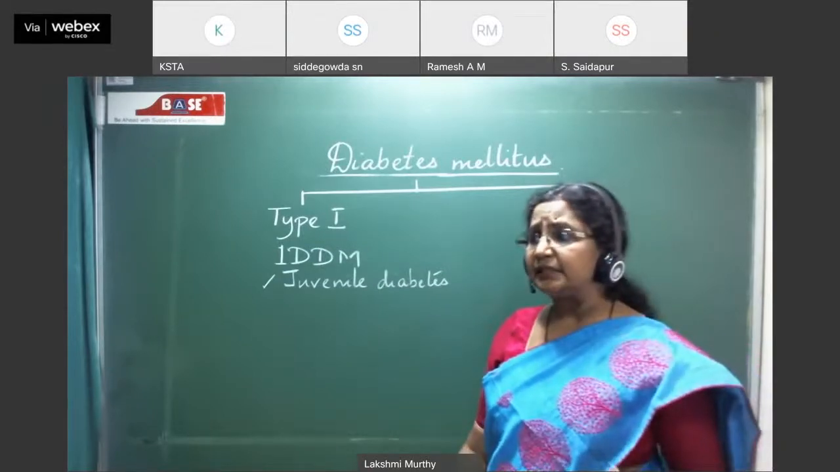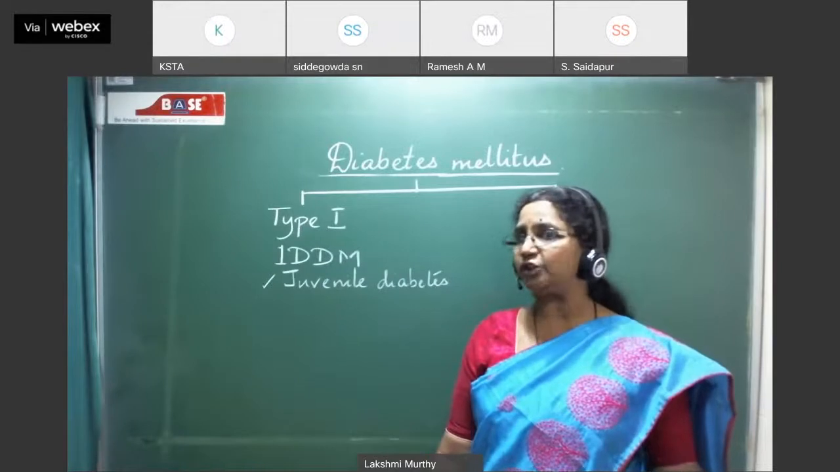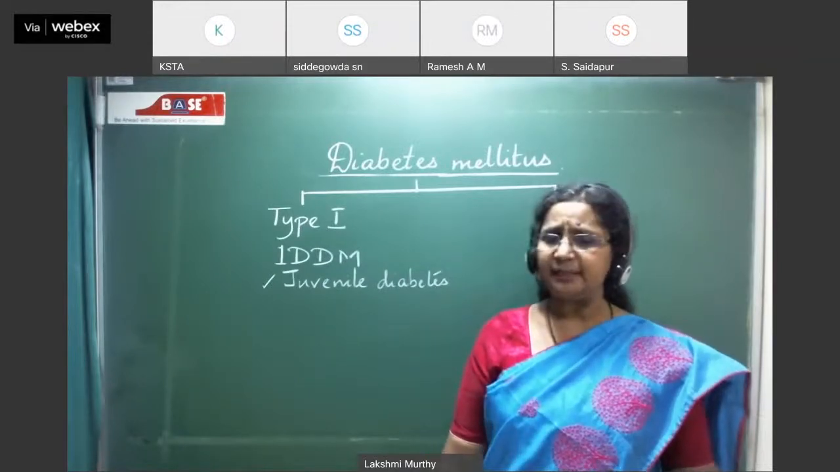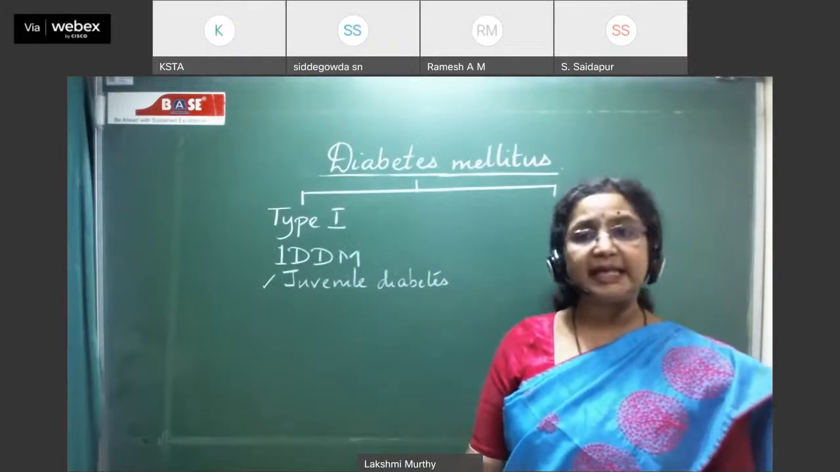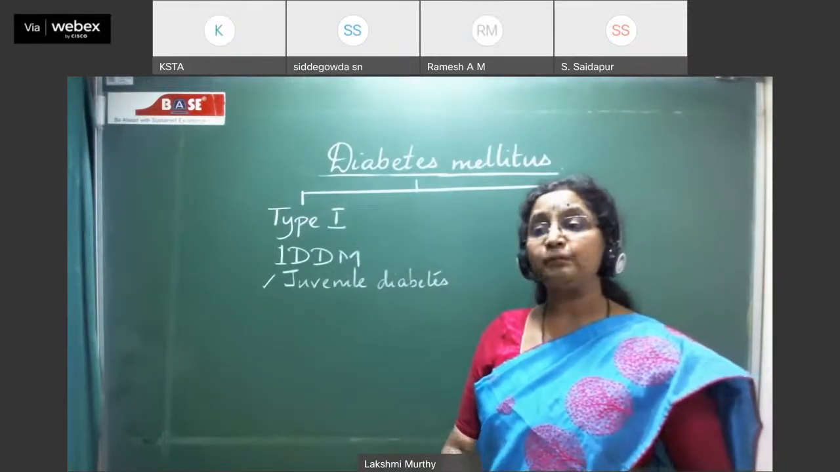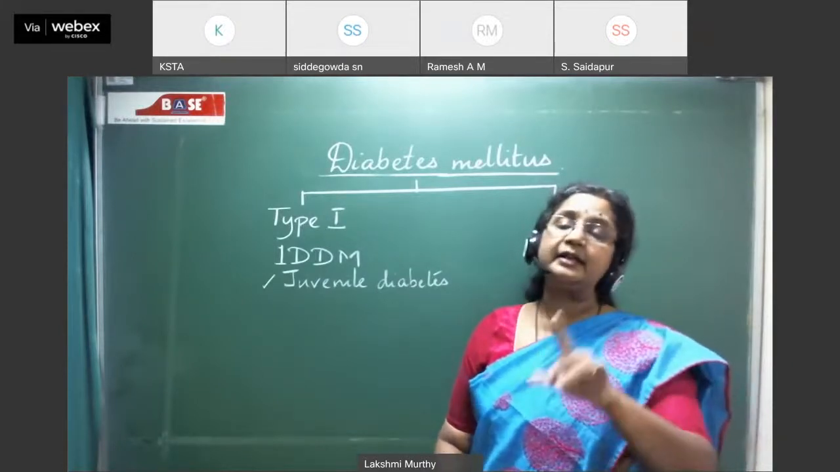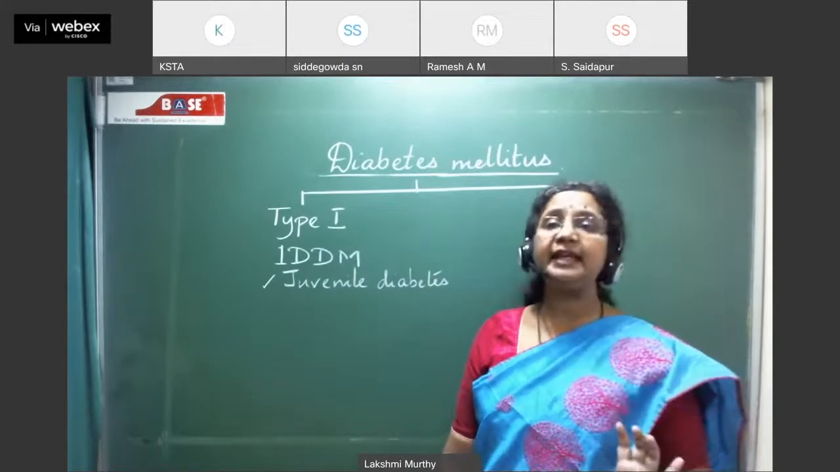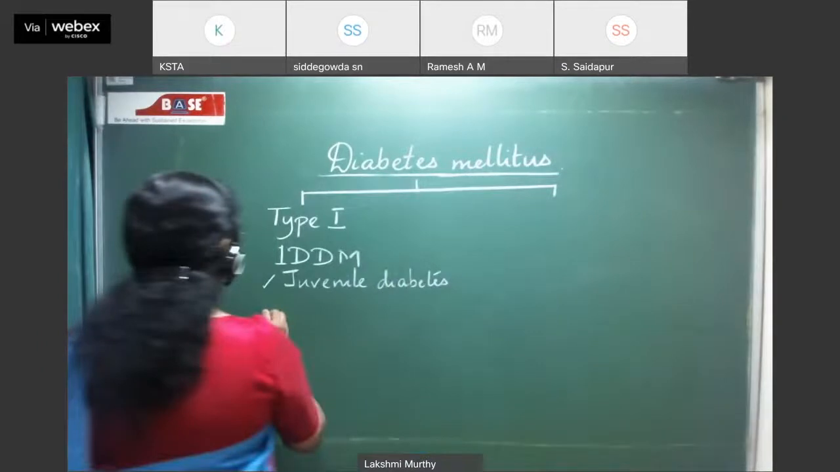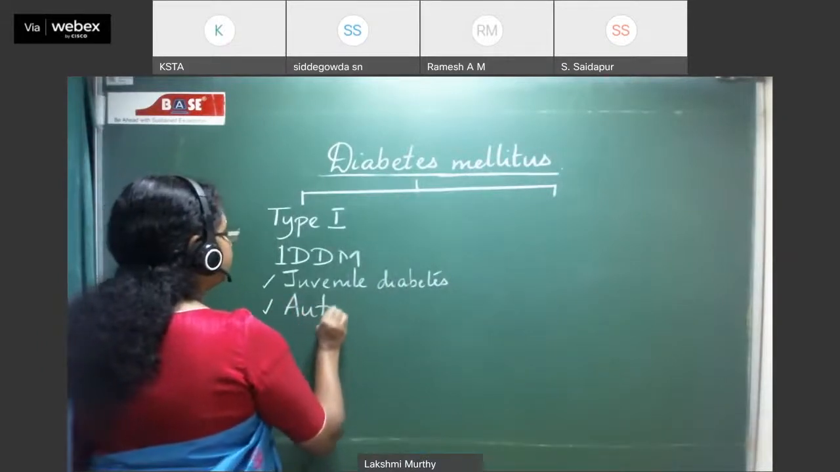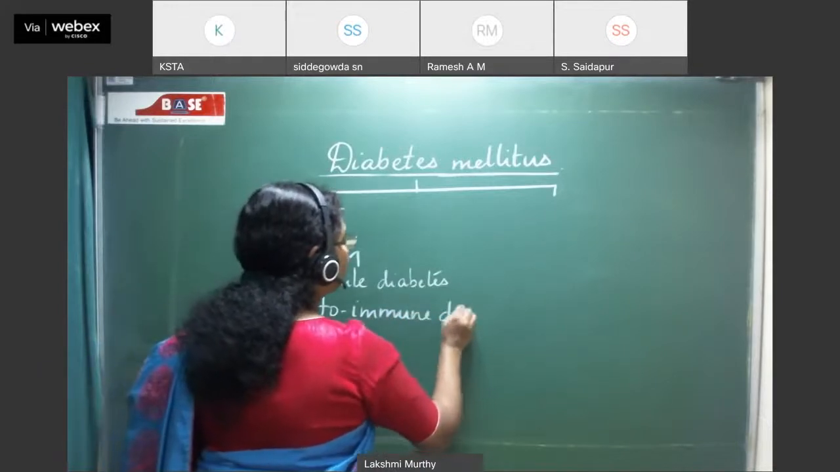According to recent research, they are also looking at how certain viral infections can trigger juvenile diabetes, but since it is very recent research, I'm not going to go into that. Instead, I will focus on the most common reason for type 1 diabetes mellitus. And second PU students know this aspect, that type 1 diabetes mellitus is an autoimmune disorder.